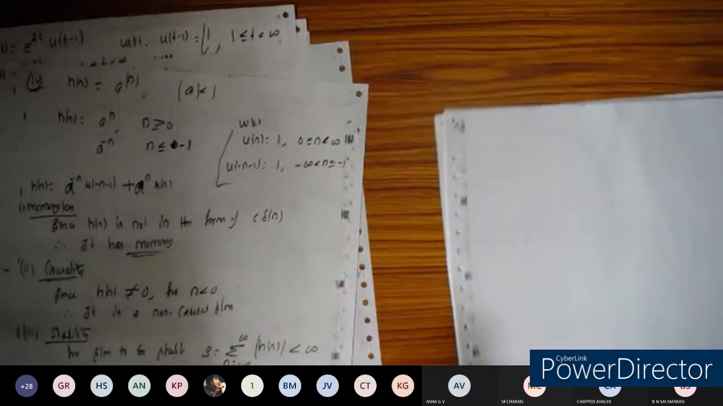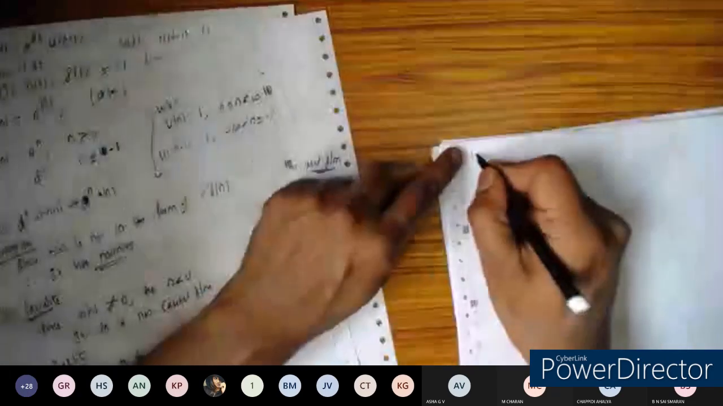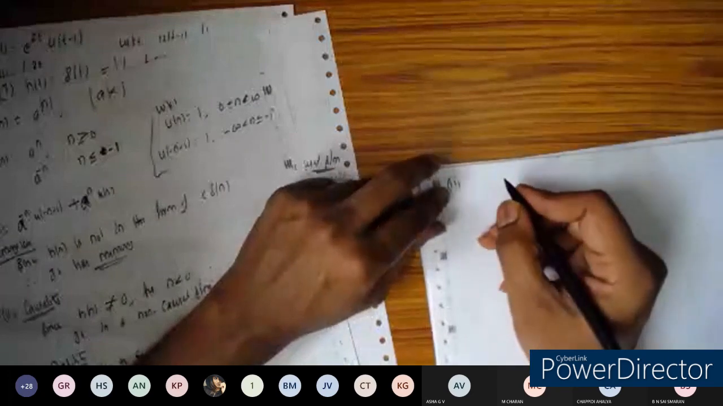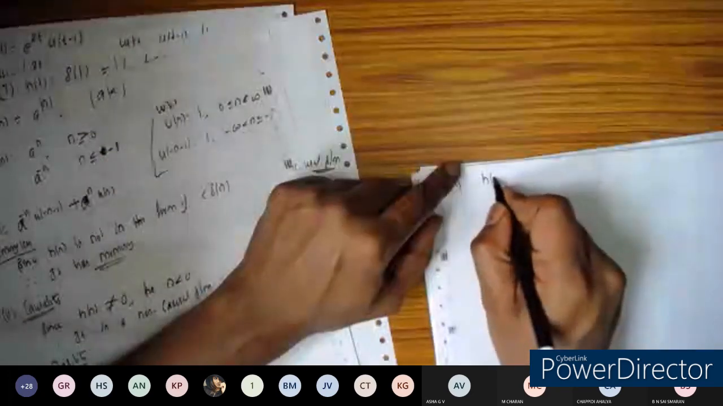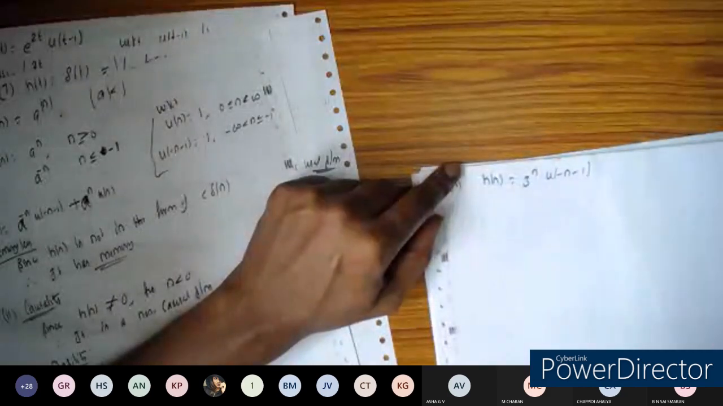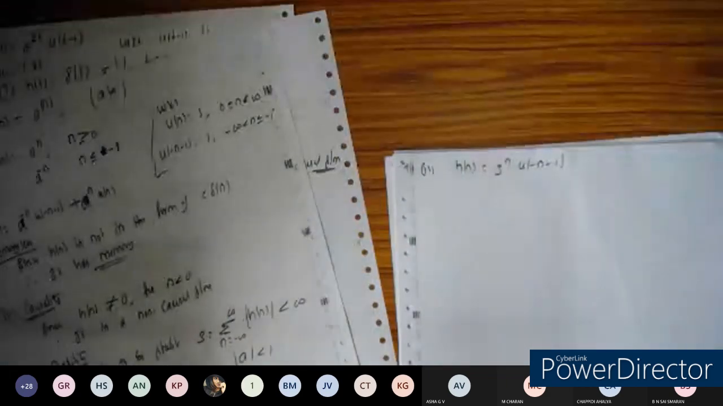Let us take the next problem. This is problem number 11. Take h of n is equal to 3 to the power of n into u of minus n minus 1.